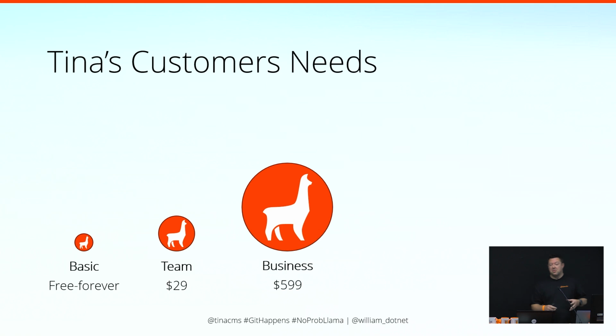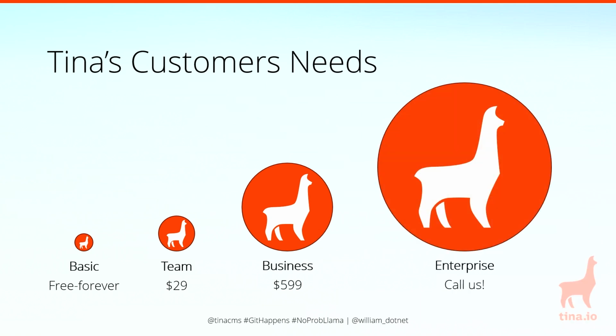Things start getting really cool at the business tier where you get that editorial workflow. So you have the branching strategies in the browser or in the CMS, and then you get priority support as well, and SSO comes in as well. Now, on the big llamas, the enterprise size, their needs are so bespoke that you can't really make each client happy with the same set of features. So that's why that call us button is there.